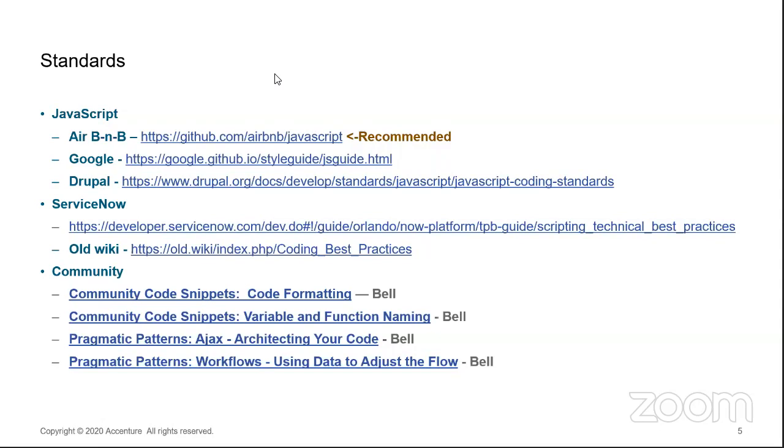I prefer the Airbnb because it gives better examples, ones that are more pertinent, I think, to the scripting inside ServiceNow, but you know, pick your poison. Drupal, by the way, I tripped across that one a while back and I really like it. It's not bad. But anyway, you can Google this stuff and figure it out for yourself.